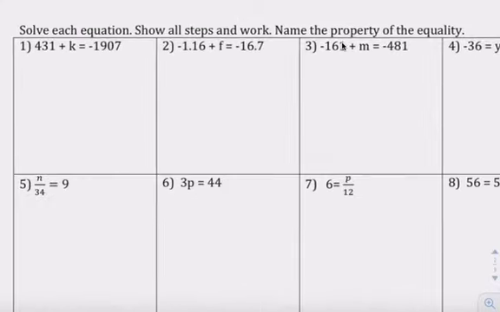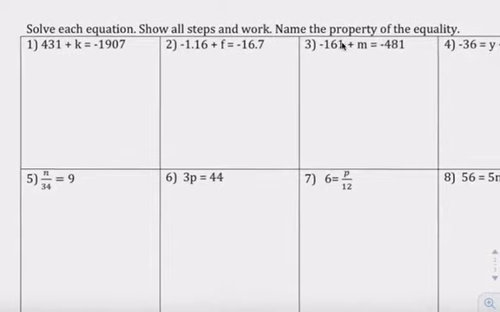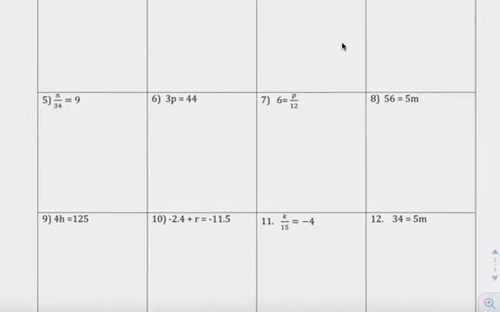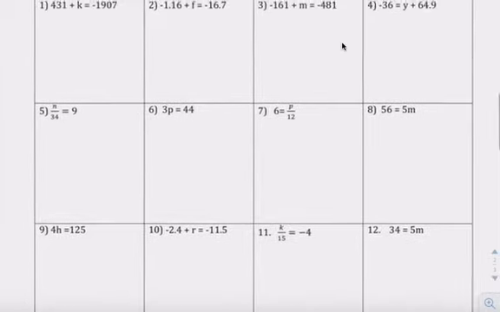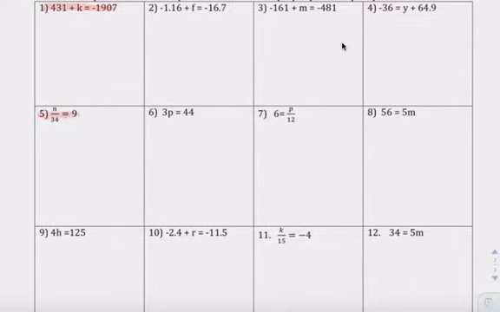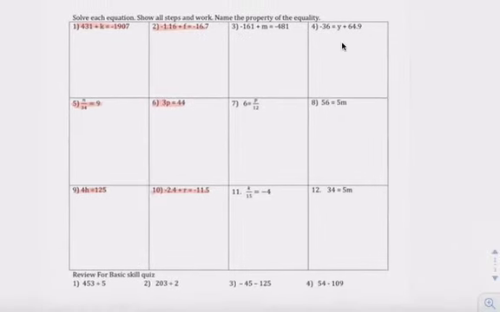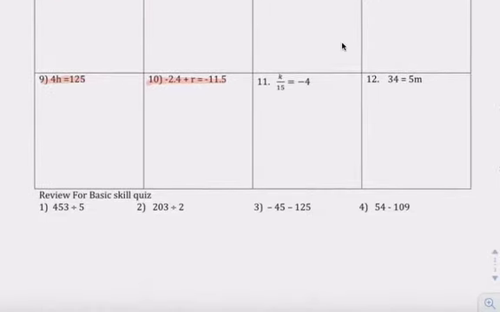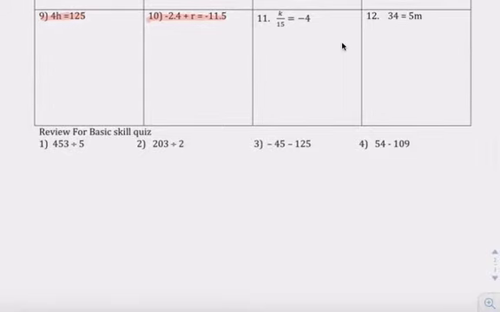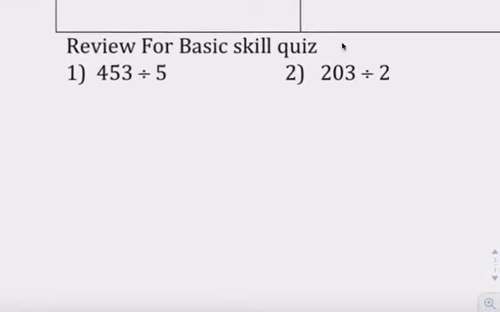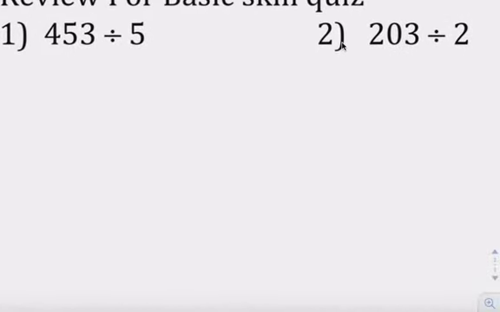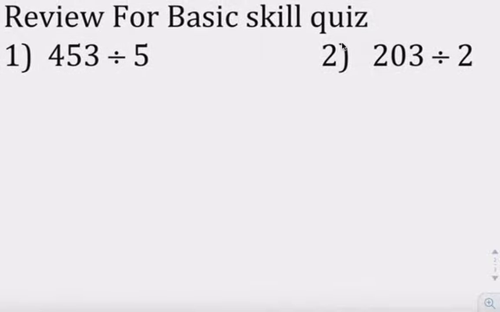Okay. Name the property of equality. I would like you to do this row right here, numbers 1, 5, 9, 2, 6, 10, with no calculators on those. The rest, you can use a calculator. No calculators on these. I'm going to review for the basic skills quiz. This here, let's do that first. I'll do one to show you. You put your remainder, no decimals here.